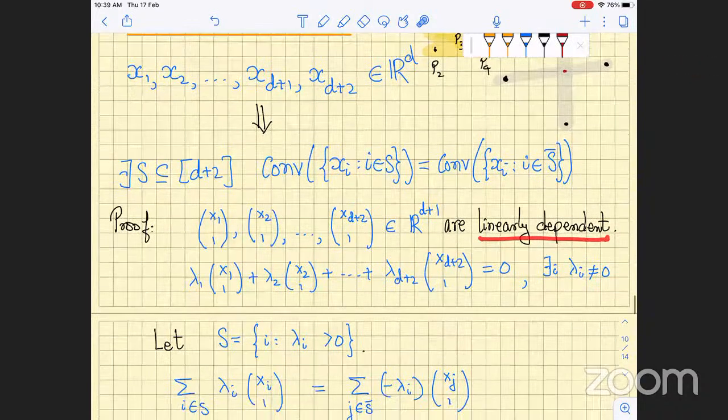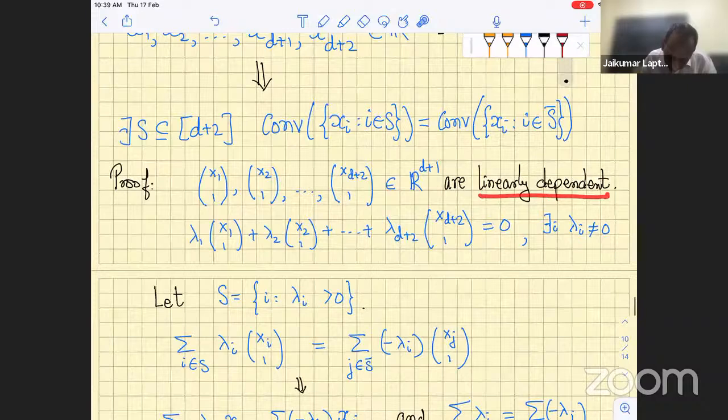linearly dependent. So let us look at the non-trivial linear combination that gives 0. Notice that the last coordinate has to become 0. When I say 0 here, I mean the zero vector. So there must be a lambda which is positive as well as a lambda which is negative, because otherwise how did the last coordinate cancel and become 0?